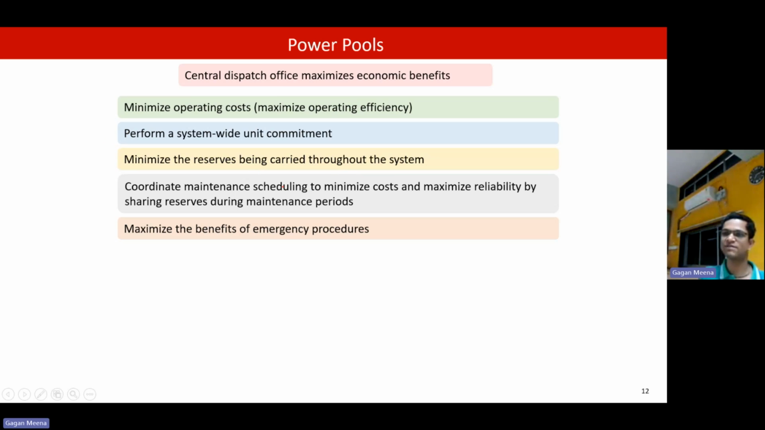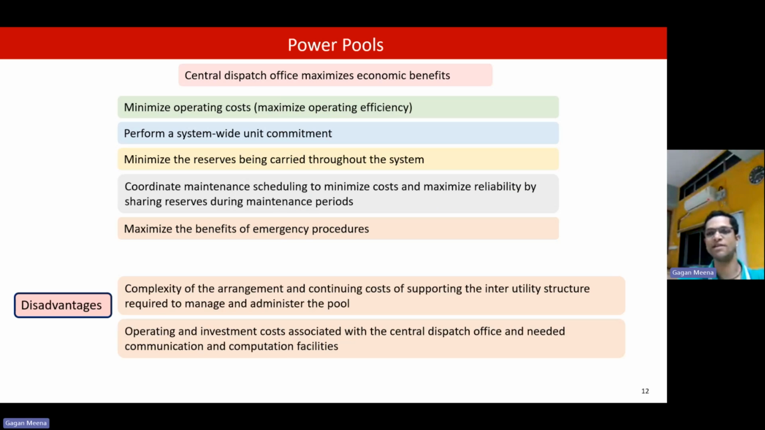So if we have a central dispatch office, we can do so many things. Individuals will not perform a system-wide unit commitment. They will perform their own individual area-wise unit commitment, but the system-wide unit commitment will be performed by the central dispatch office. Then it will also take care of the reserves required for the overall system. Then it will maximize the benefits of emergency procedures. Then it will coordinate maintenance scheduling also to minimize the cost and maximize the reliability by sharing reserves during the maintenance period. All these things can be done by the central dispatch office.